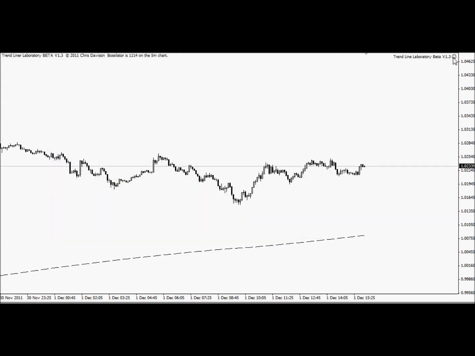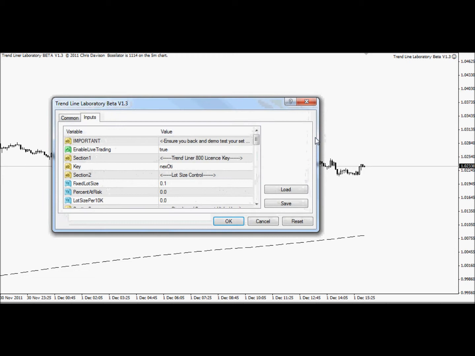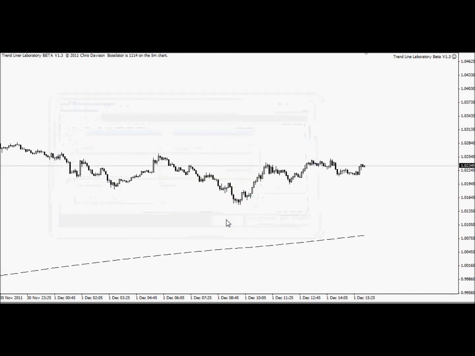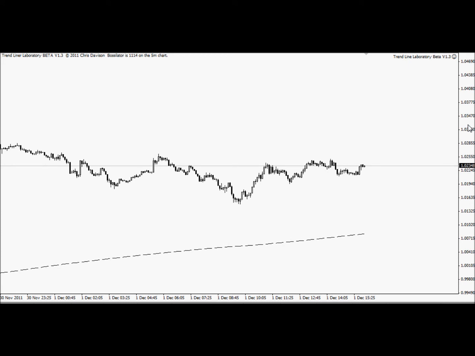We know that the EA is working because we've got a smiley face, and we know that on this 5-minute chart the Boscillator reading is in the zone. So now all we've got to do is, in fact, one thing I will do, I'm going to get it to display the trend lines that it's currently seeing, which will make it easier to understand. And it should do that when the next 5 minute bar opens. I'm going to pause this now, otherwise I'll take up an awful lot of megabytes. But we'll see what happens with this trade.